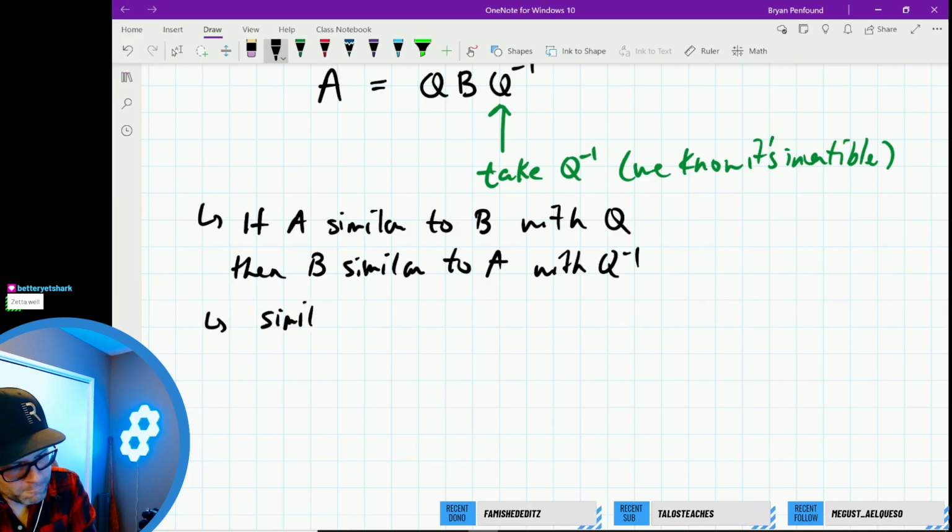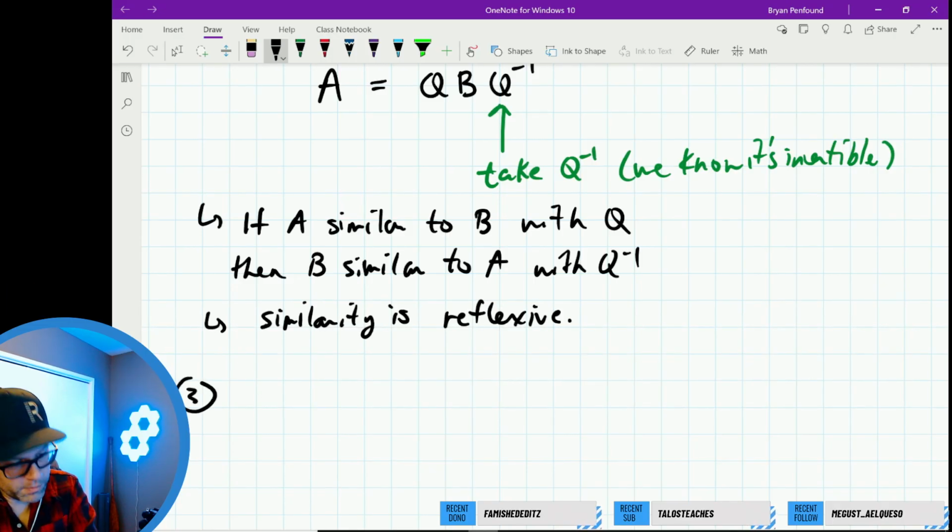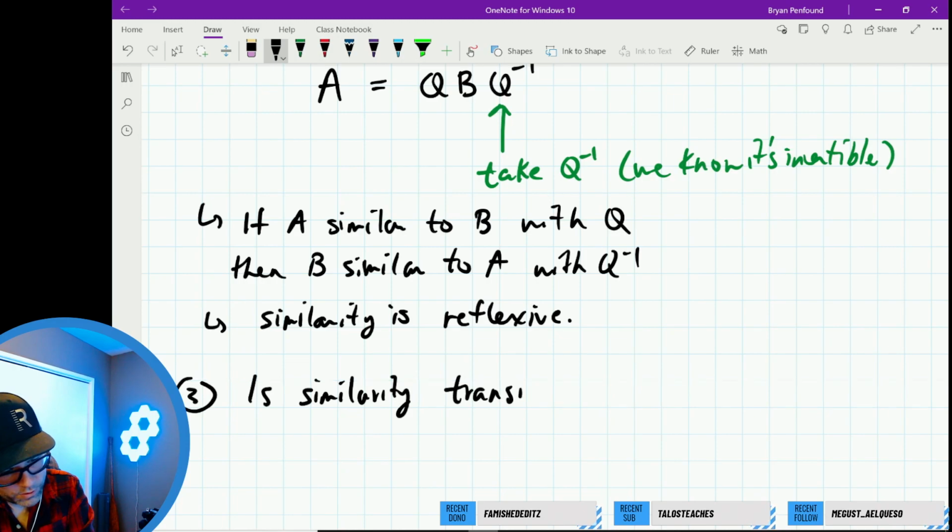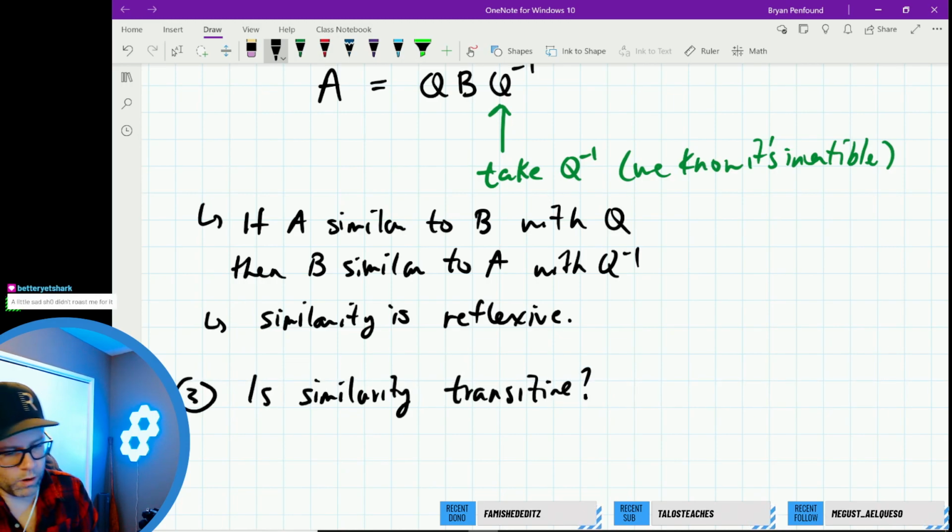Similarity is reflexive. And the last thing that we need to do is to show that similarity is transitive. So is similarity transitive? This is the hardest one, I think.